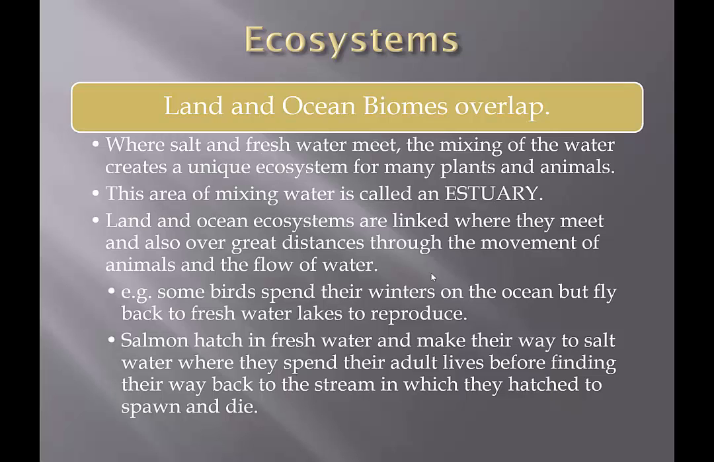We have Delta, where the Fraser River flows into the ocean. That creates an estuary, with the slowing down of the water and the mixing of the fresh and salt water. So land and ocean ecosystems are linked where they meet and also over great distances. As I mentioned, the salmon link those ecosystems together, thousands of kilometers apart. Some birds spend their winters on the ocean but fly back to fresh waters, and salmon hatch in fresh water, make their way to salt water, spend their adult lives there, before finding their way back. So they always overlap, and there are always interconnections between them.